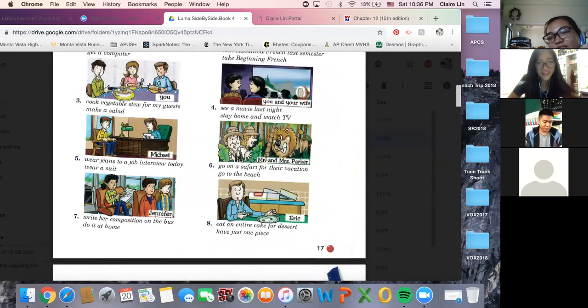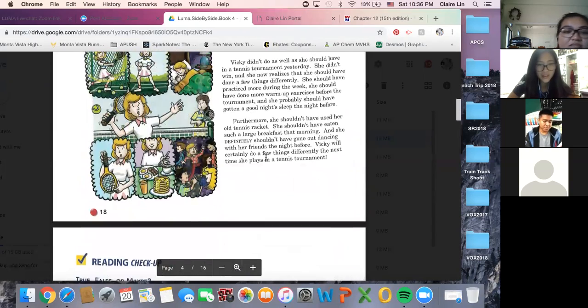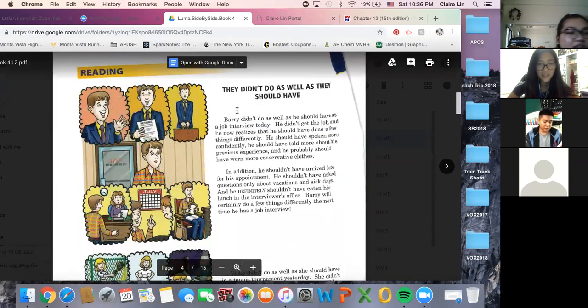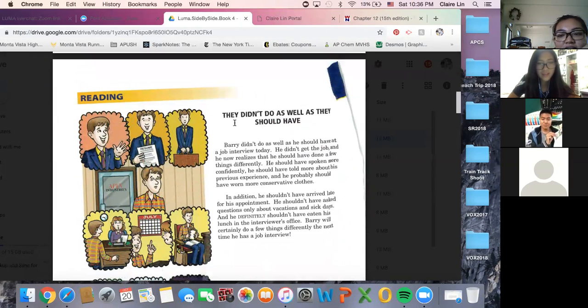Moving on, next page. The next page is reading, page 18. Do you guys want to try reading this? Meredith can take the first paragraph, and then you can read the second one. Who wants to go first? Just split it into the paragraphs. Okay.